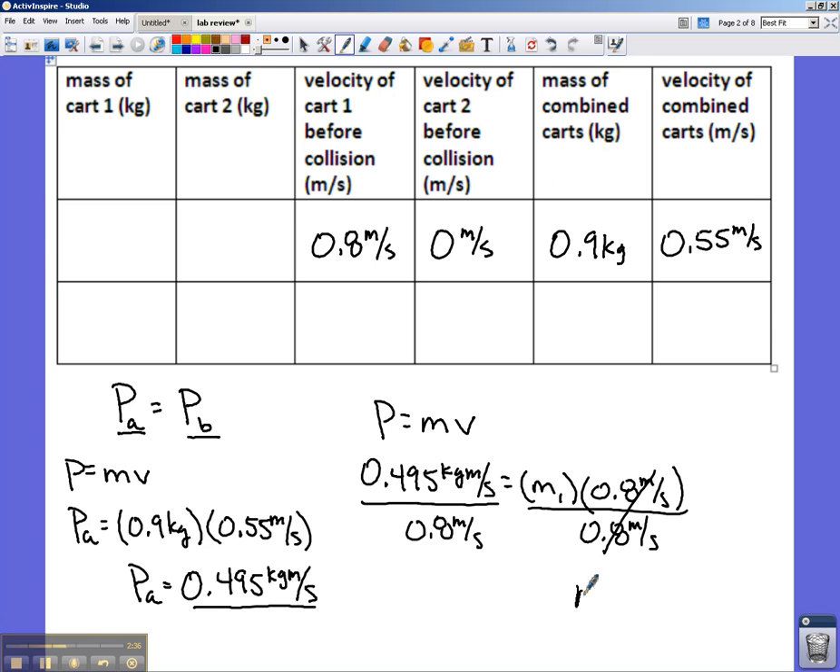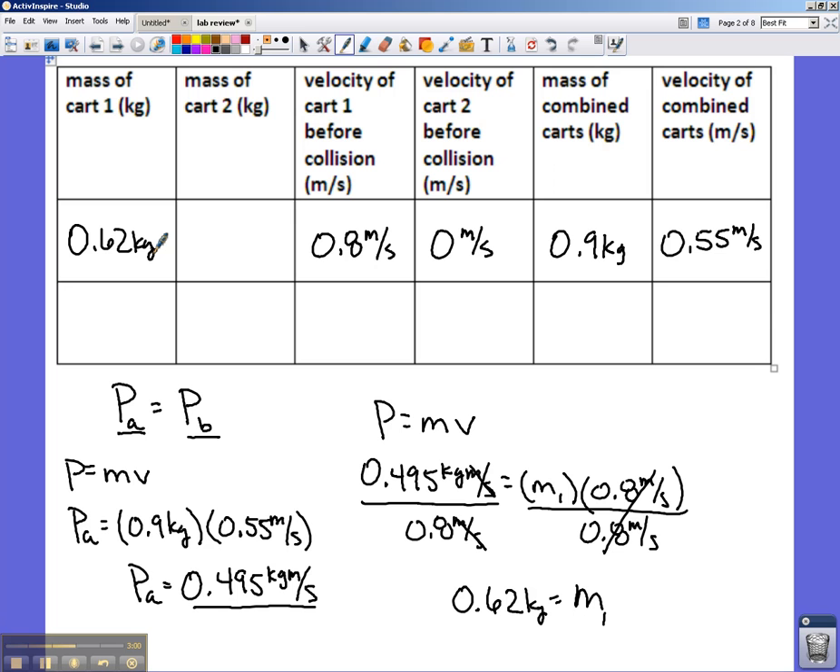So that cancels out, telling me the mass of cart 1 is equal to 0.495 divided by 0.8. And that is 0.62. I'm going to go ahead and round to 0.62. The meters per second cancel out, leaving me with kilograms. So the mass of cart 1 was 0.62 kilograms.